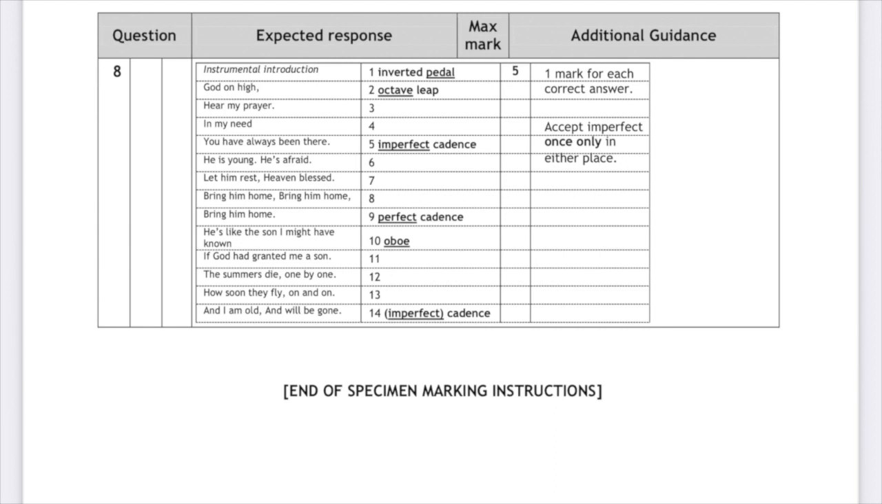Here are the answers that you should expect to find for question 8. You'll notice that imperfect cadence could be in either box 5 or 14. However, just as a final reminder, you would only get it in one place. If you were to put it in both, you would risk losing marks.